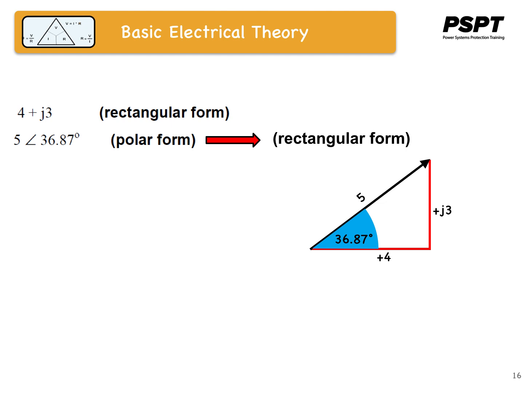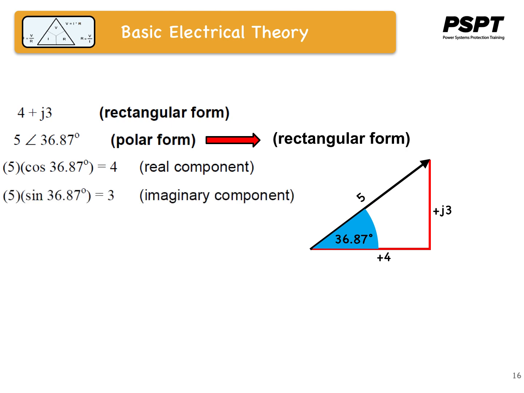Let's say we have the phasor described in polar form. In other words, we've been given that it's a magnitude of 5 at 36.87 degrees, and we would like to know what the rectangular dimensions are in the rectangular form. We would take the real component, and it's just the magnitude of 5 multiplied by the cosine of the angle, which is 36.87. If you look that up or calculate it with your smartphone, it would be equal to 4.